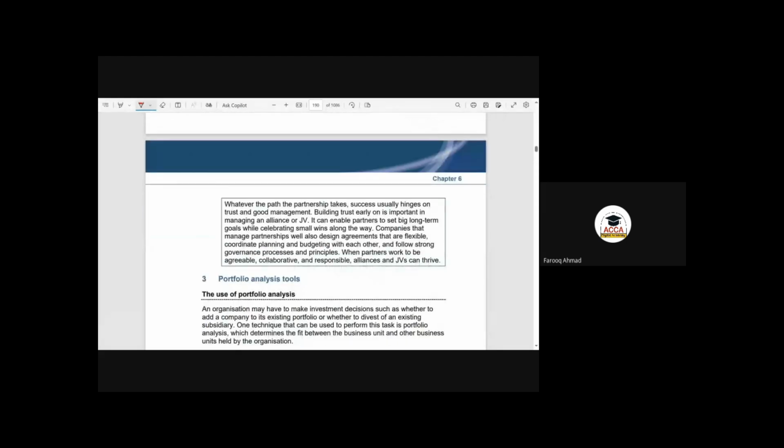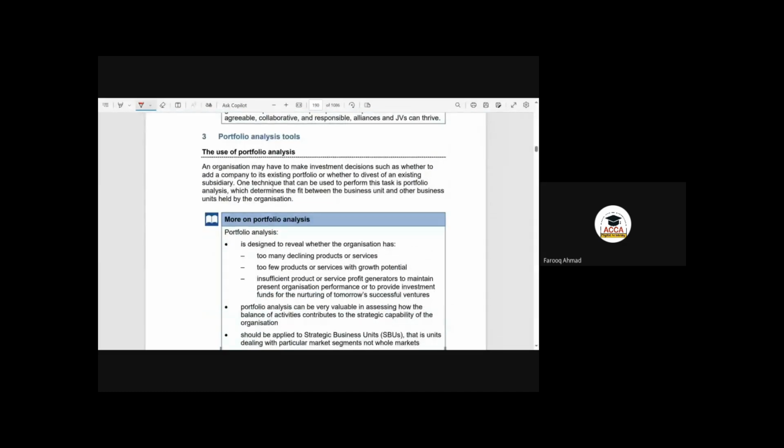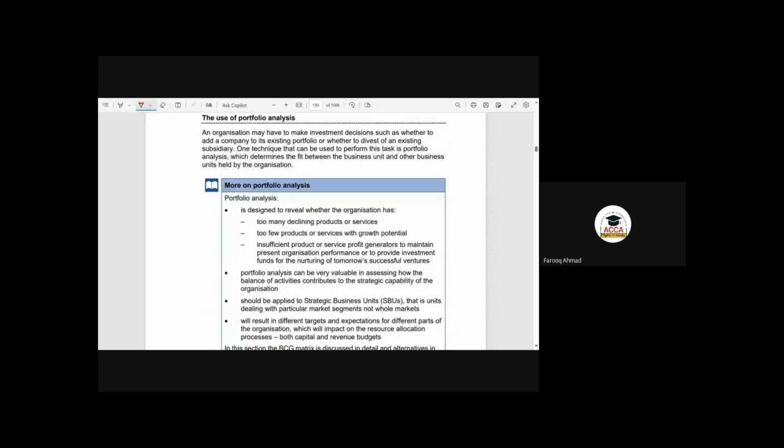JP Morgan, like any US company, can partner with a local company. Portfolio analysis: too many declining products or services, few products and services with growth potential, insufficient product.